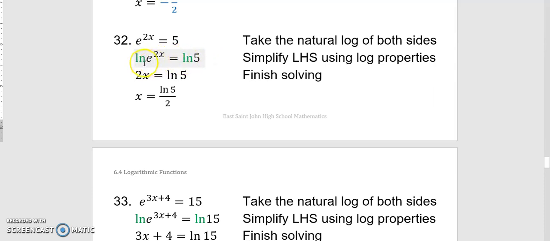And we see that on the left side of the equation, we can simplify. So we'll simplify the left-hand side using the properties of logarithms. So we'll basically say, okay, we have ln e, which is going to cancel each other out. So we're going to be left with 2x equals ln 5. And we can finish solving from there. We're going to divide both sides by 2. And for problems like 32 through number 36, they want us to leave our answers in the exact form. They don't want us to estimate, so we'll leave our answer as ln 5 over 2.